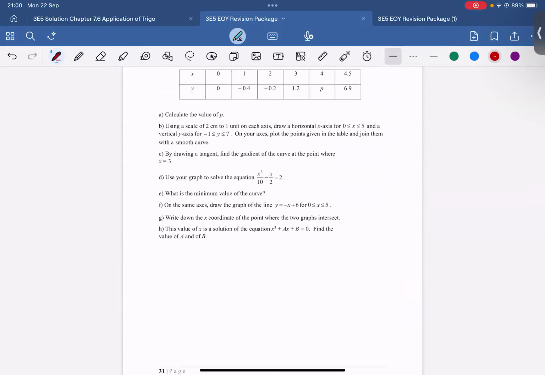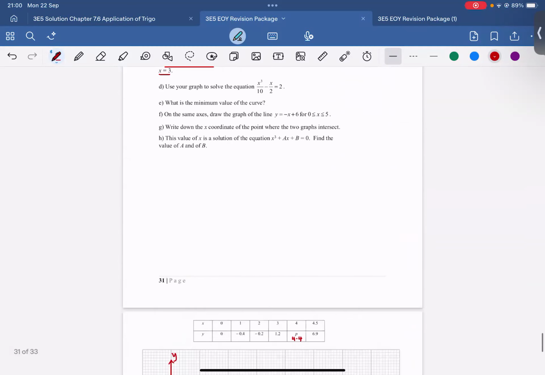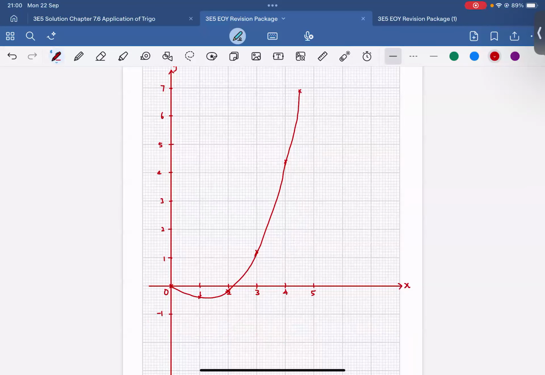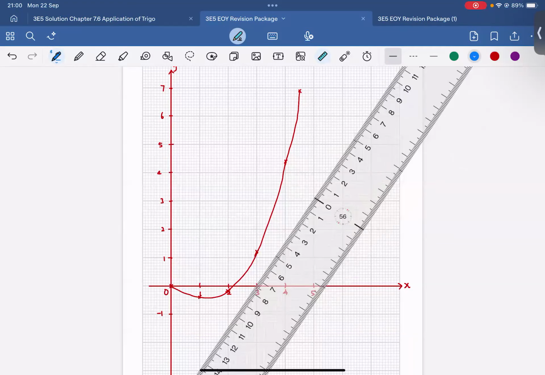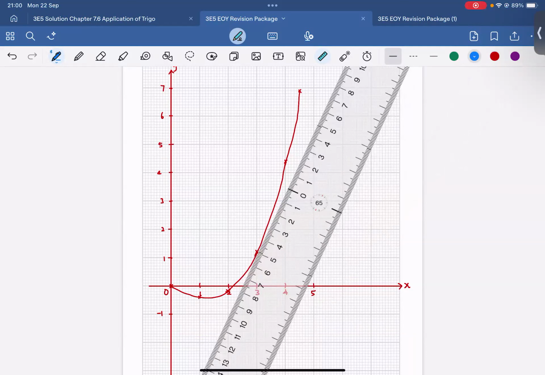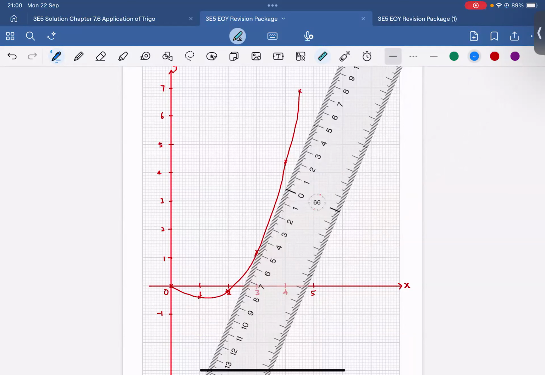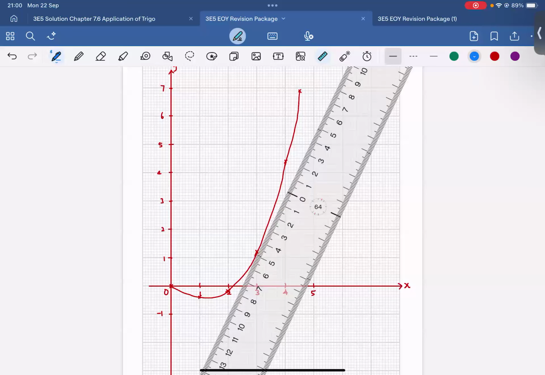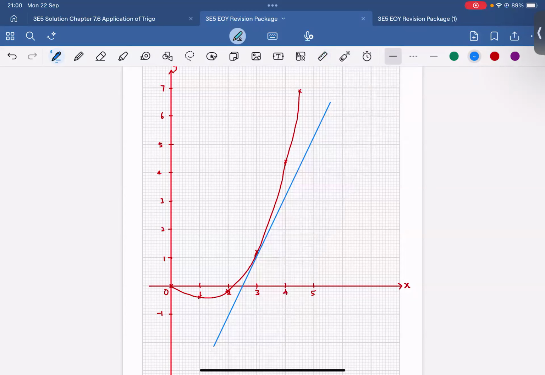Okay, so that's done. Next, by drawing a tangent, find the gradient where x equals 3. At x equals 3, you put your ruler there and make sure you balance your ruler at that point, like a seesaw. Then draw the line. After that, you choose 2 nice points on the line. This point is 4.4, 4. Choose another point: 2, negative 1.